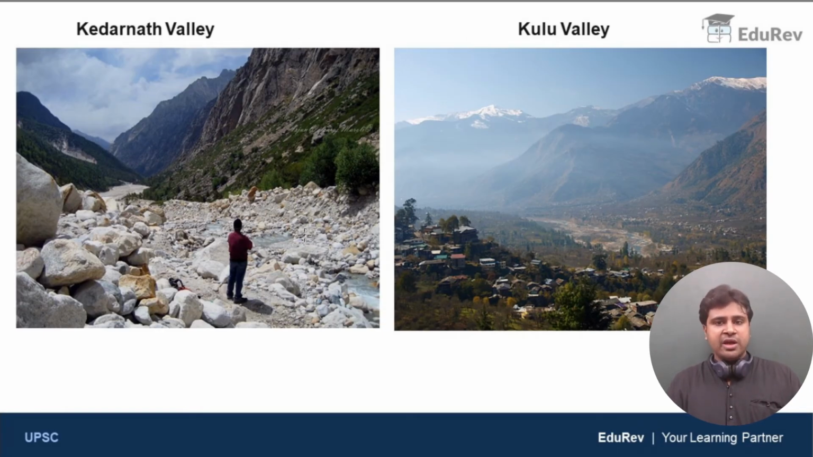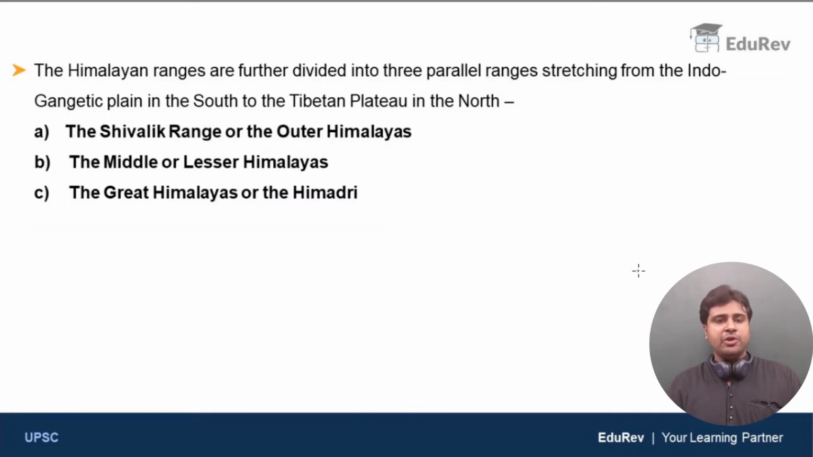So this is Kedarnath Valley and Kulu Valley. These are very beautiful, right? Very famous tourist spots. So let me just continue now.